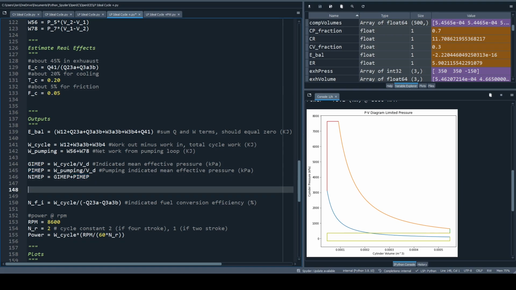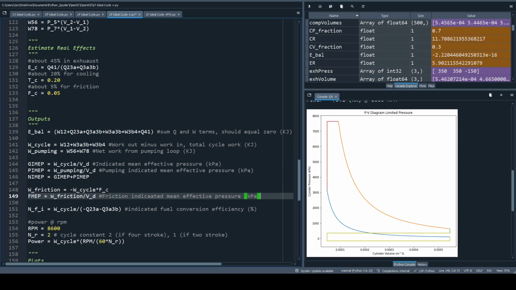We'll actually put it down here after the rest of these variables, because they kind of come after what's happening in the cylinder. And work of friction is just going to be negative cycle work. So we're looking at the whole cycle, our gross indicated mean effective pressure, times the friction coefficient. So now that we have the work, we can also generate the mean effective pressure. And that is going to be friction mean effective pressure, which is just the friction work divided by volume displaced.